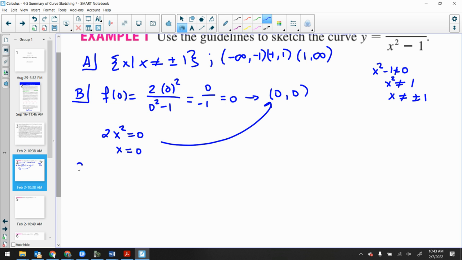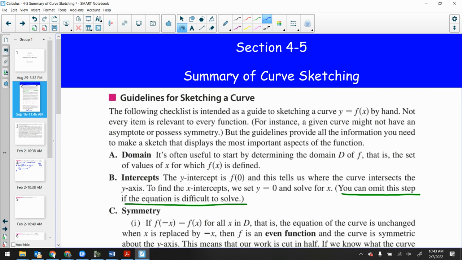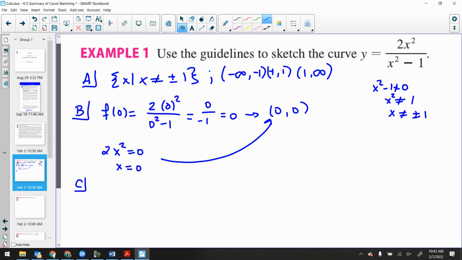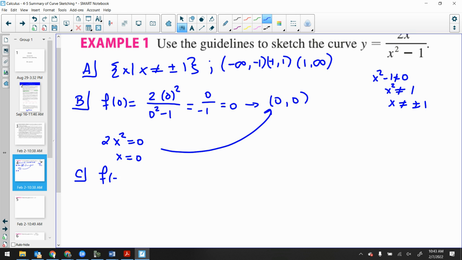Let's look at C. C says to find if there are any sort of symmetries. To find if there's any sort of symmetry, I find f of negative x. There could be no symmetry at all. Would you expect to see a periodic symmetry in this one? No, because it's not trigonometric, so why would we even be looking for that? Usually those periodic symmetries only happen in trigonometric functions.